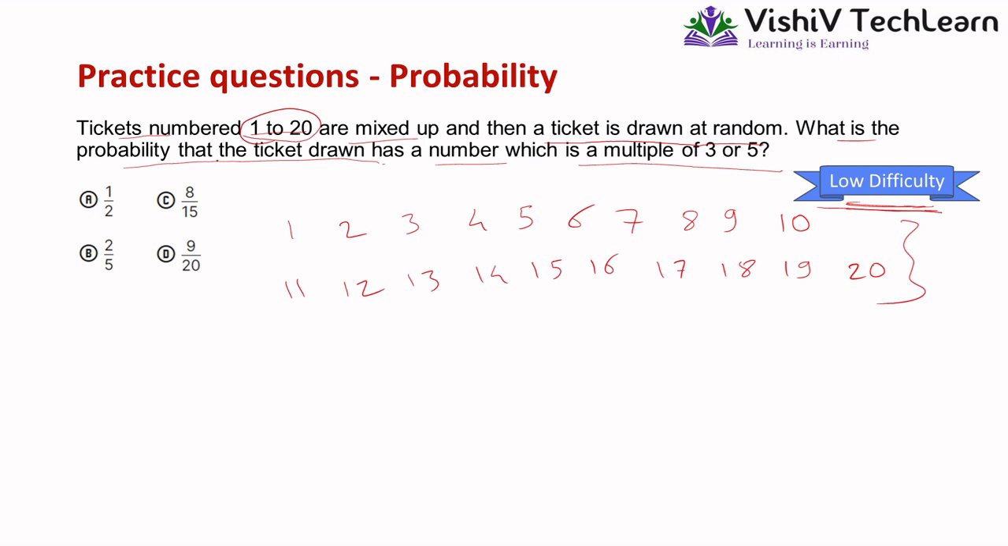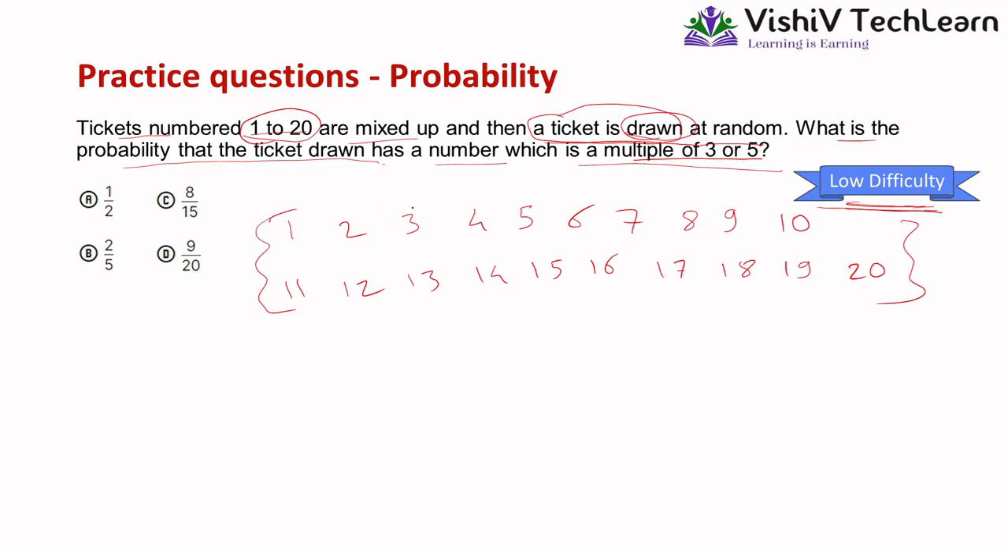Now out of these 20 tickets we are going to draw, or take out, only one ticket. Here it is mentioned, a ticket is drawn. So a single ticket is drawn. But the condition is whatever ticket we draw, it should be a multiple of 3 or 5.